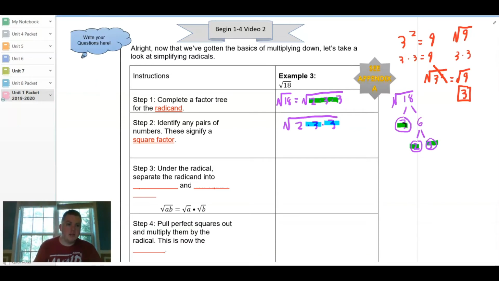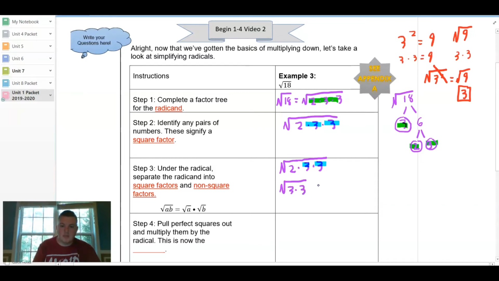So now what we're going to want to do is, under the radical, separate the radicand into square factors and non-square factors. So I'm going to take that square root of 2 times 3 times 3, and I'm going to split that apart. I'm going to take the ones that matched up, my 3 and my 3, and put them together underneath their own square root symbol, 3 times 3. And then I'm going to multiply that by the one that didn't pair up. In this case, it was just a 2.